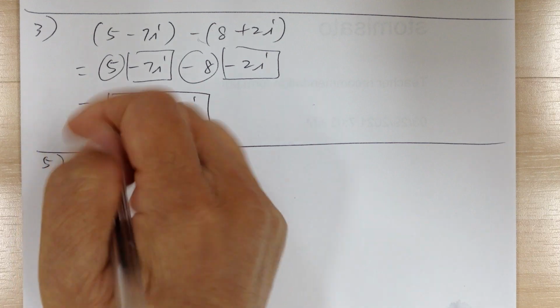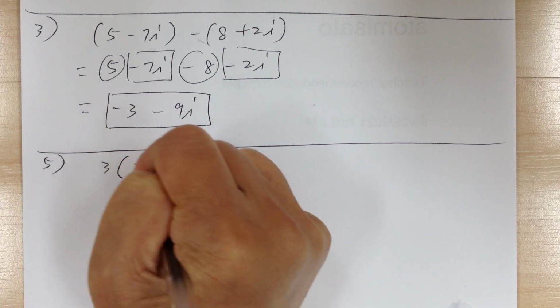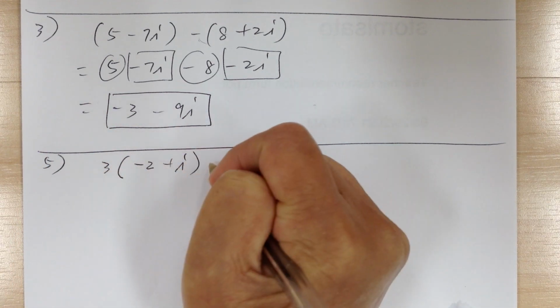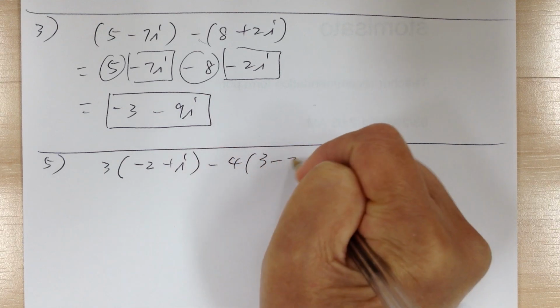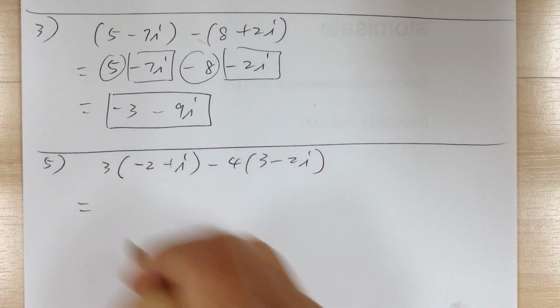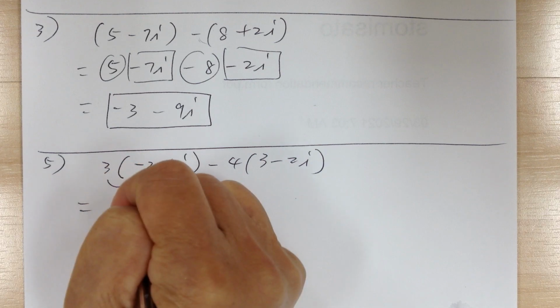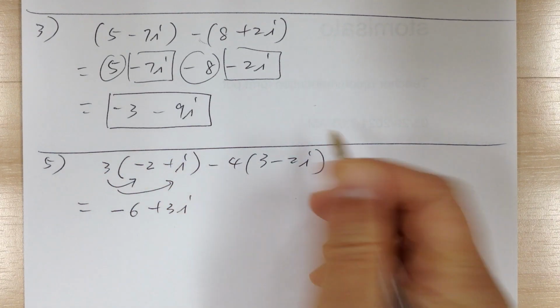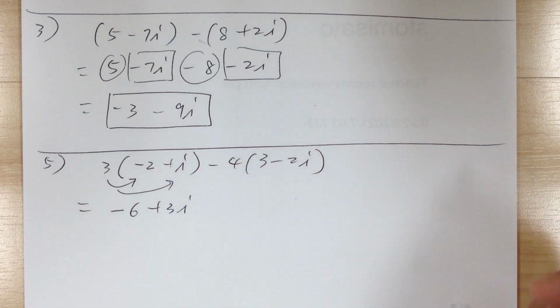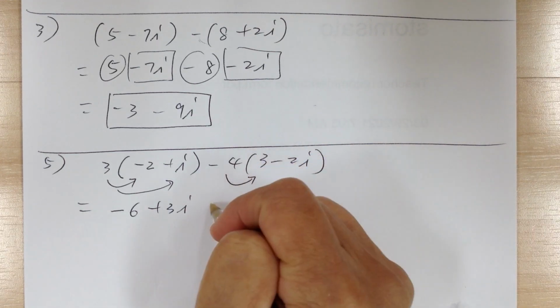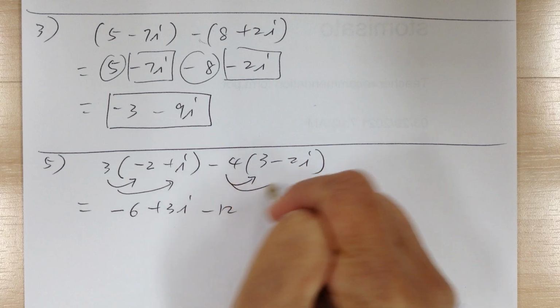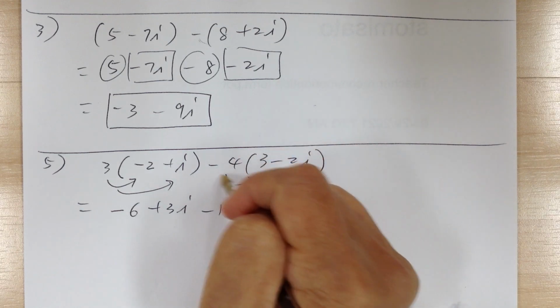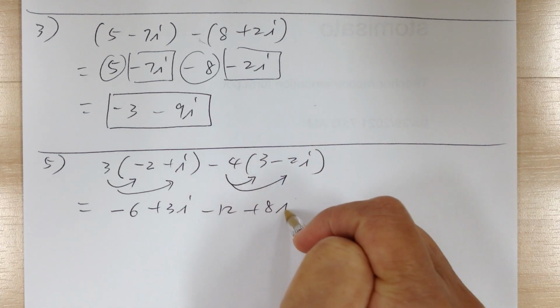Okay, number 5, you have 3 times negative 2 plus i, minus 4 times 3 minus 2i. First you have to distribute. This time so will give you minus 6. This time so will give you plus 3i. You have to distribute to get rid of all the parentheses. So this multiply, you get minus 12. This multiply will be plus 8i.